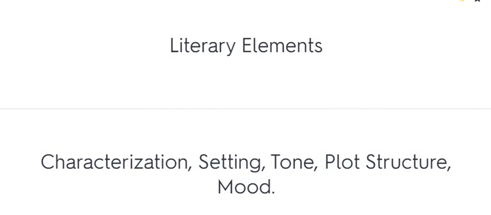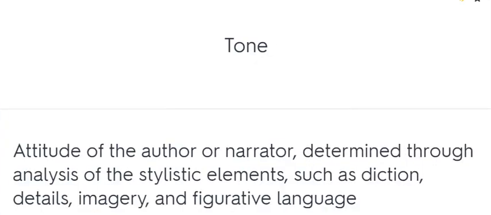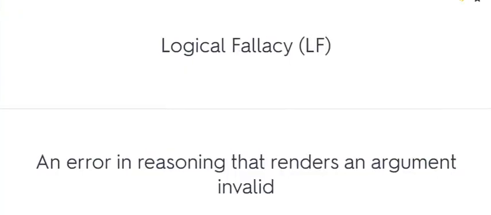Literary elements. Characterization, setting, tone, plot structure, mood. Tone. Attitude of the author or narrator determined through analysis of the stylistic elements such as diction, details, imagery, and figurative language. Logical fallacy. An error in reasoning that renders an argument invalid.